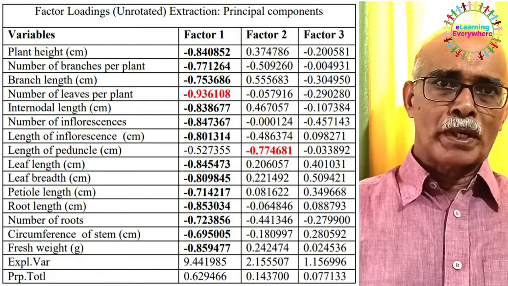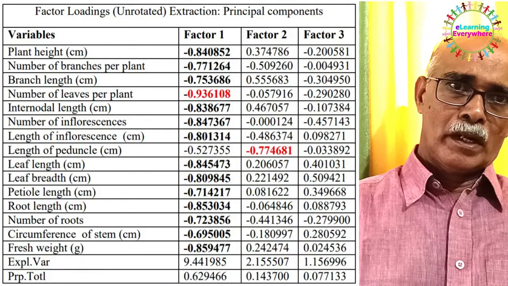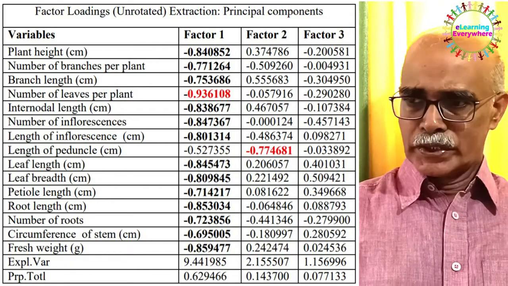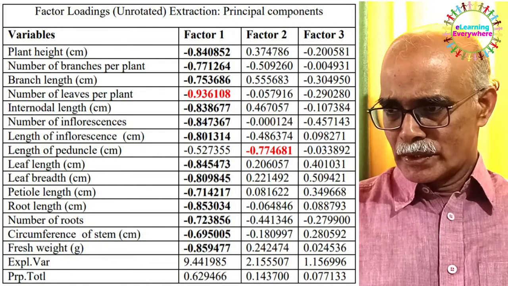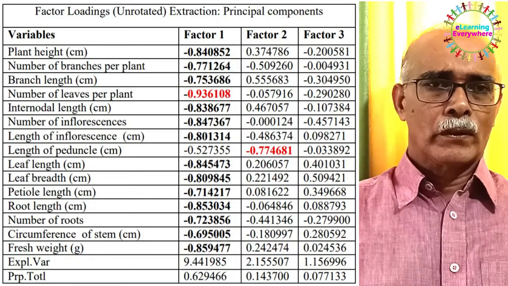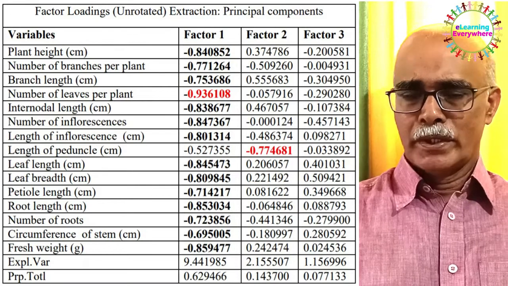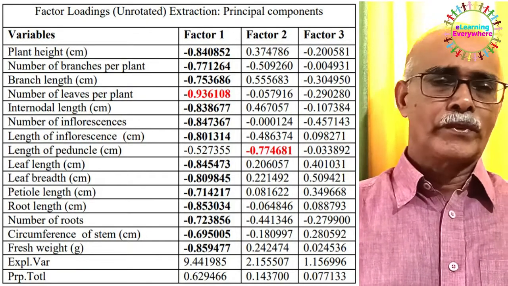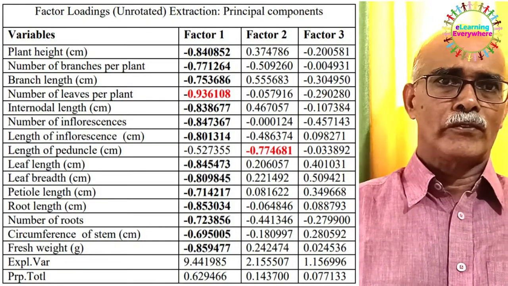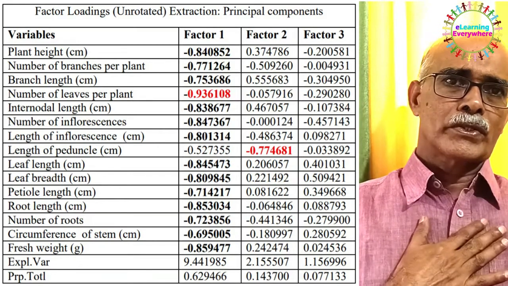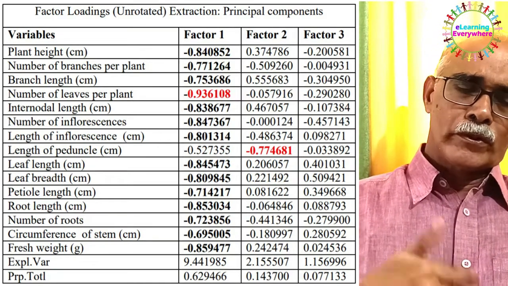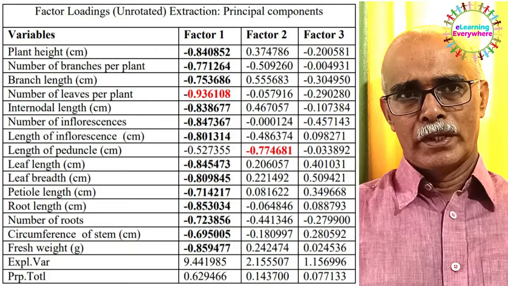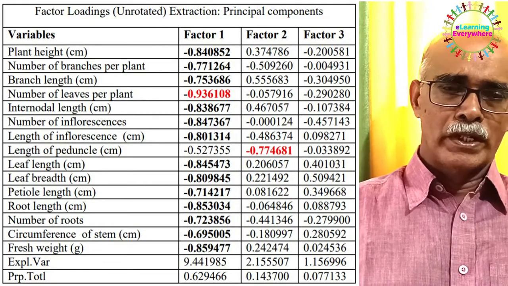Length of peduncle stands perhaps alone, and it can also be equally and separately considered. And of course, other characters that show a factor loading above 0.8 can also be considered. So, from among the 15 variables, you can select 4 or 5 variables, and your further studies on your experiment, or your further studies on the Peperomia populations can be restricted to these lead categories.